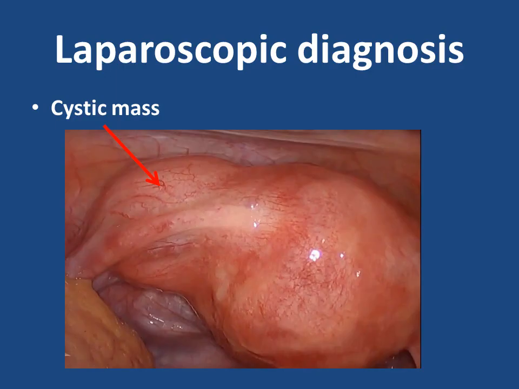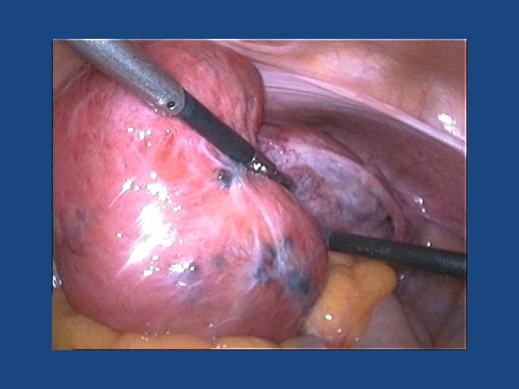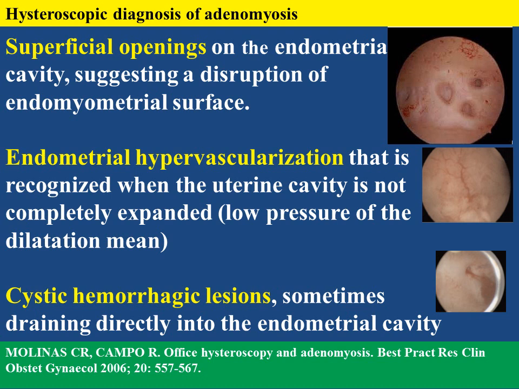You can see a localized cyst by laparoscopy. If you have a good sonographic diagnosis preoperatively, you can incise it and drain what's inside. This is a big adenomyotic uterus, as I told you.